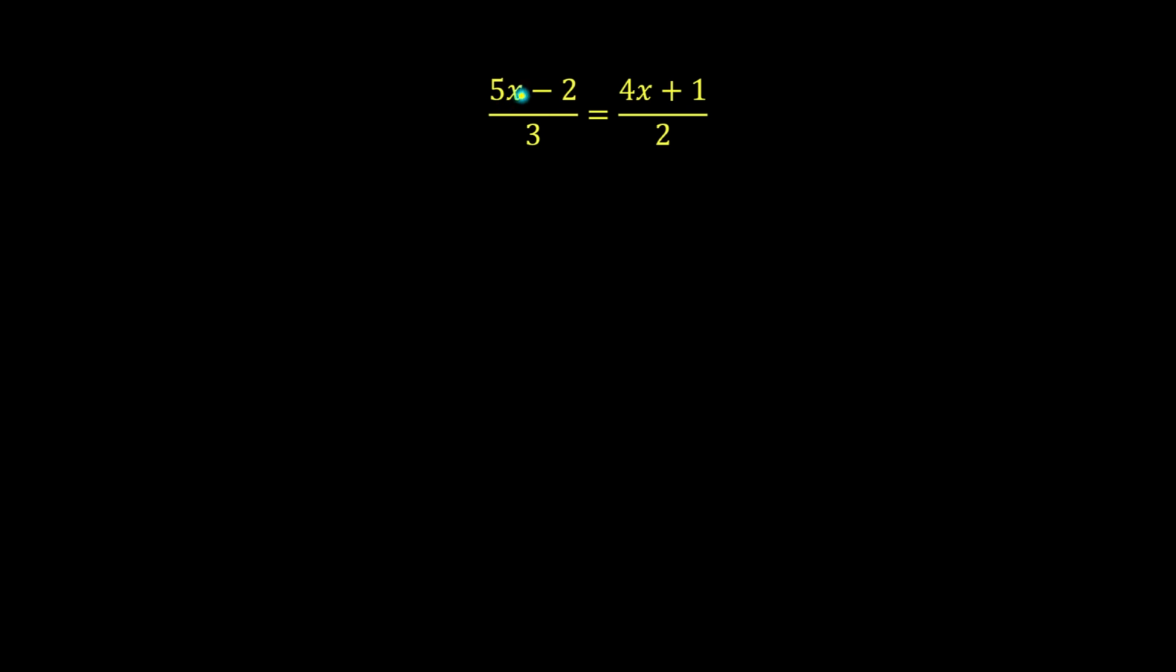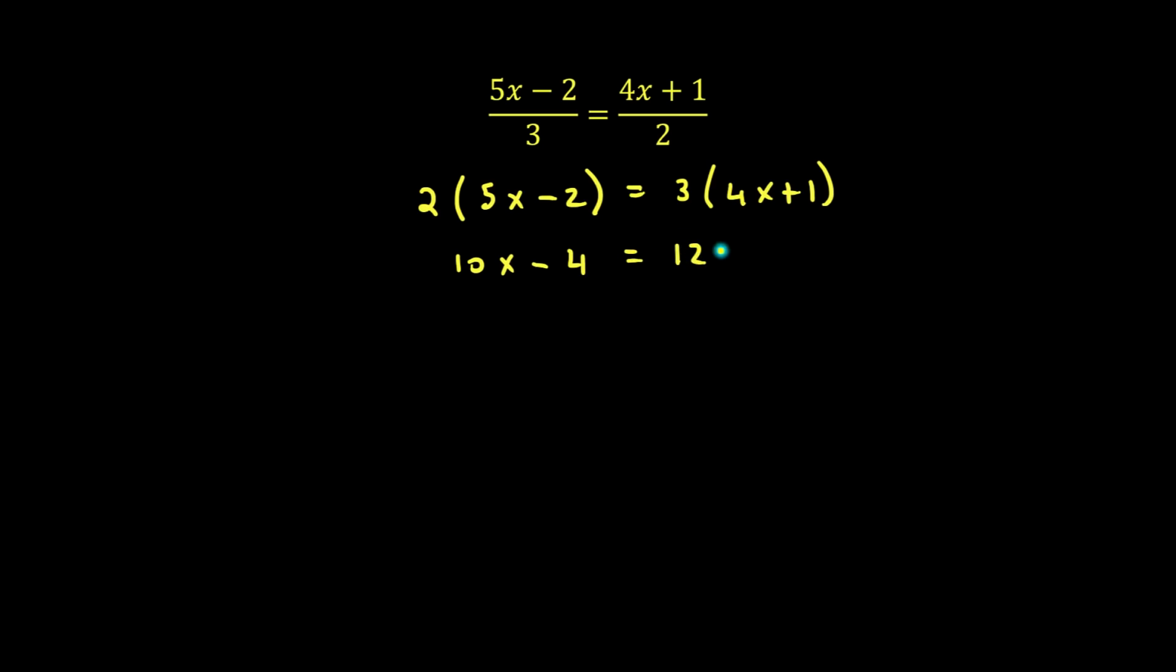So now this time we've got linear equations which are sort of fractions. In order to deal with these, there are several ways to do them, but what I would say is just cross multiply. If you cross multiply, your 2 will go onto this side, so that will be 5x minus 2, and the 3 you multiply with the 4x plus 1. Just multiply the brackets as normal, so you'll get 10x minus 4, which is equal to 12x plus 3. And then we'll deal with the minus 4 first, so we'll add 4 to both sides.